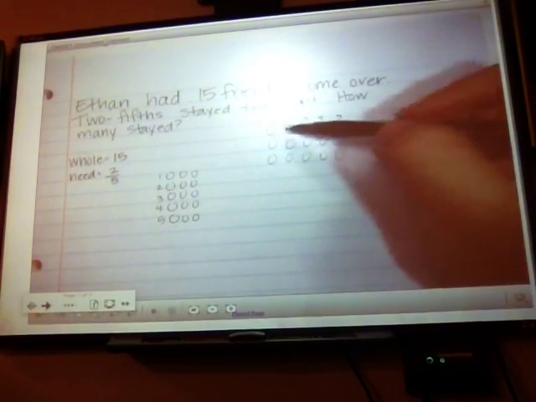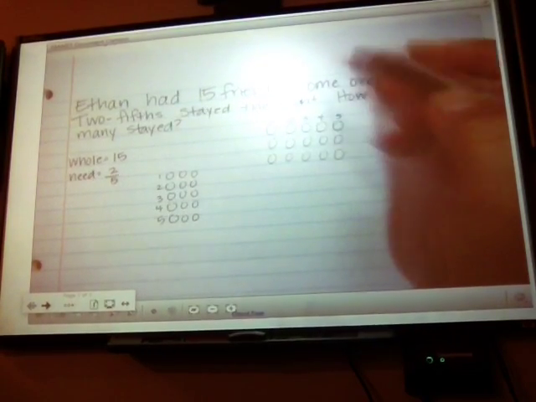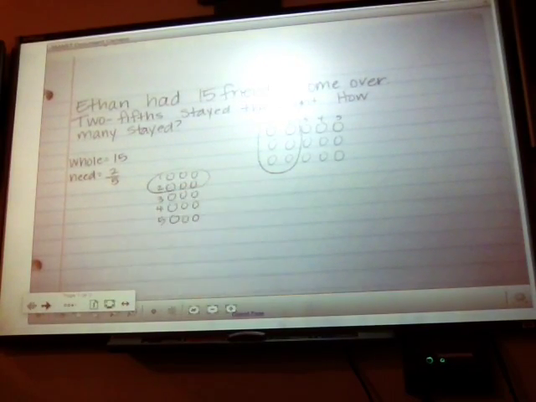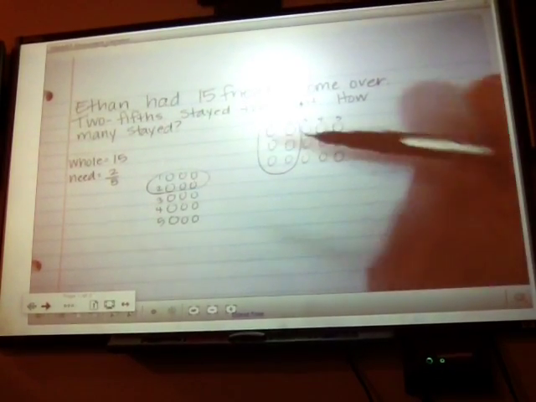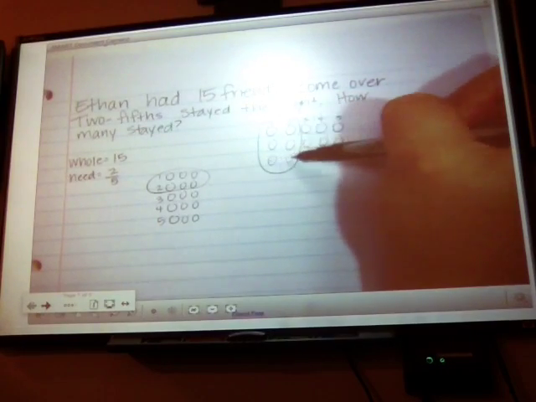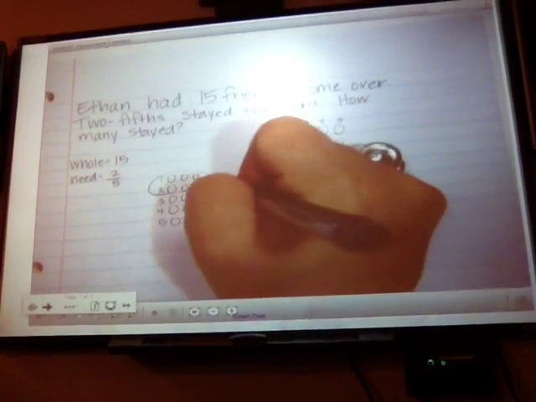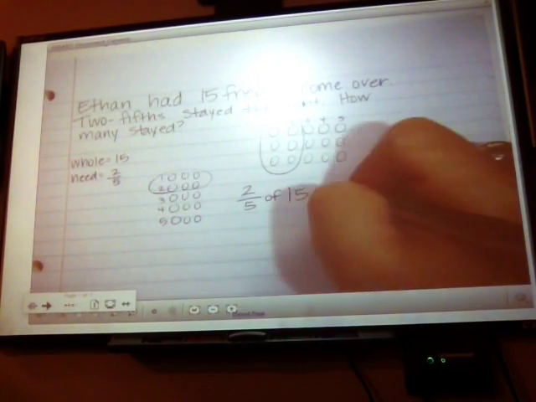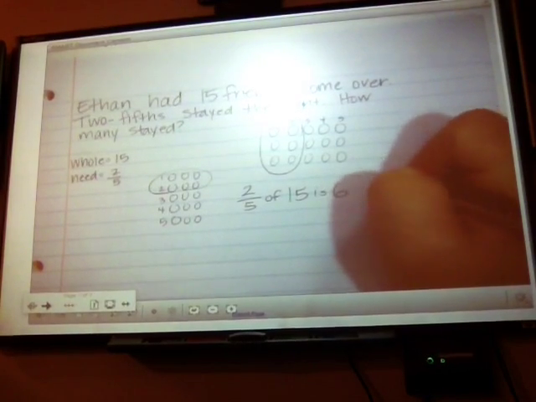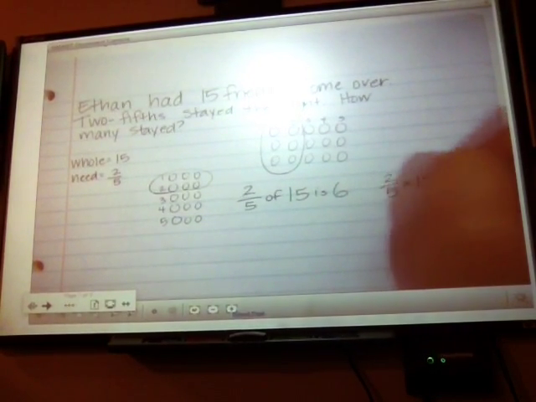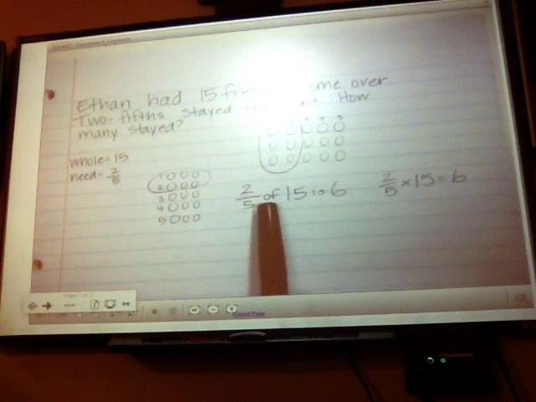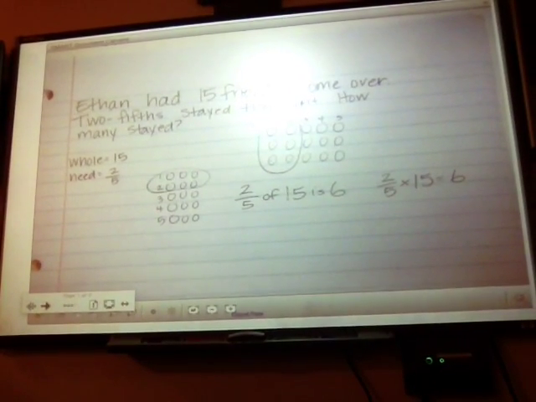2/5. Well, where are my fifths? Well, here's 1/5, 2/5, 3/5, 4/5, 5/5. I'm going to circle 2/5 or 2/5 this way. Again, it doesn't matter as long as it works with my fifth. So how much is 2/5, Hayden Glenn? Good. So 2/5 of 15 is 6. Or in my problem, it would be 2/5 times 15 equals 6. We always use the word of for multiply, and is always equal to.